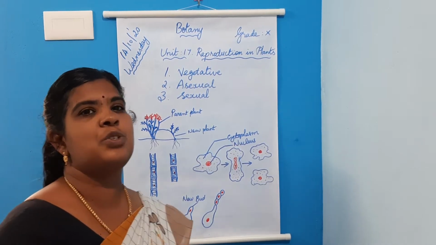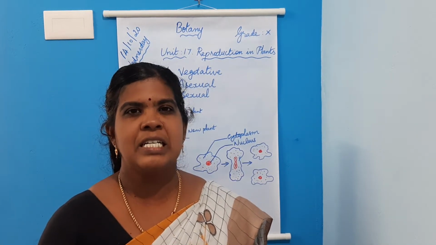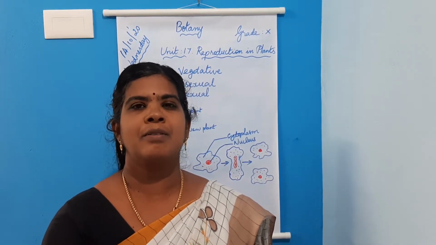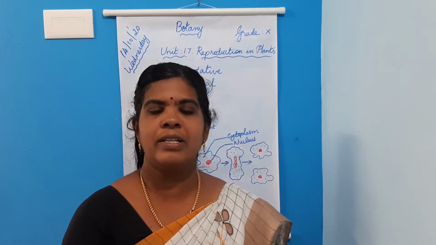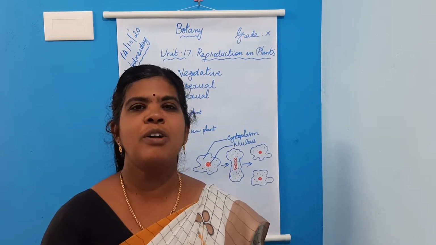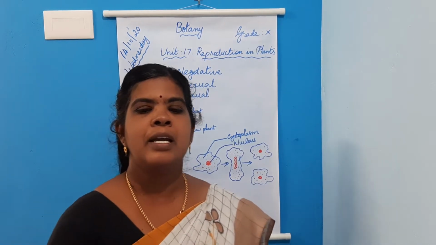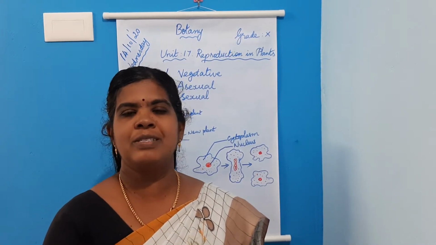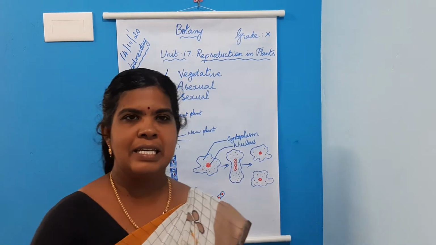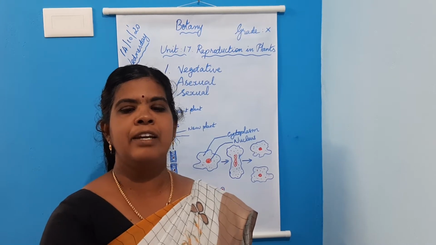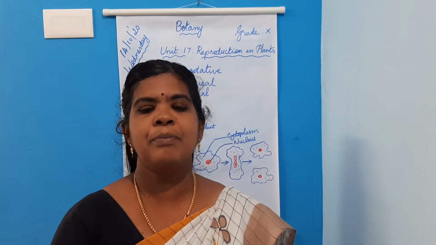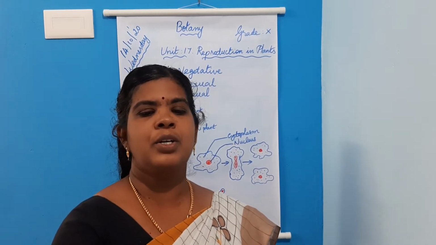First, about vegetative reproduction. Vegetative reproduction takes place by means of vegetative cells or somatic cells. The new young ones or daughter individuals are produced from the vegetative cells or from the somatic cells, that is, body cells, of the plant body. The vegetative part of the plant such as root, stem, leaf and buds gets detached or broken from the parent body and grows into a daughter plant.